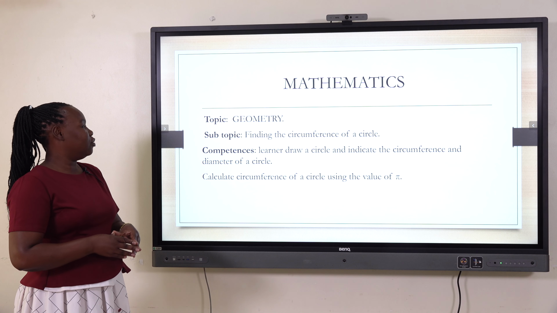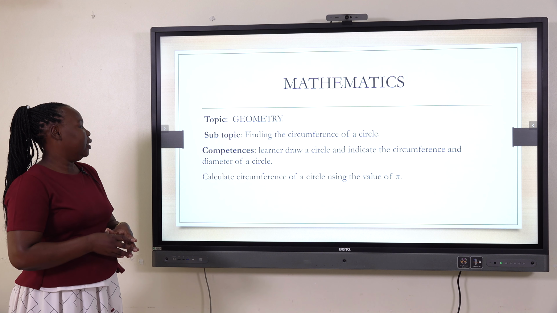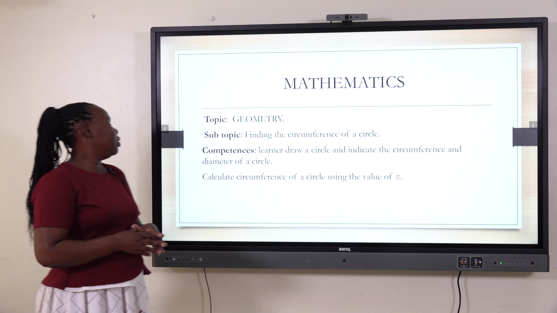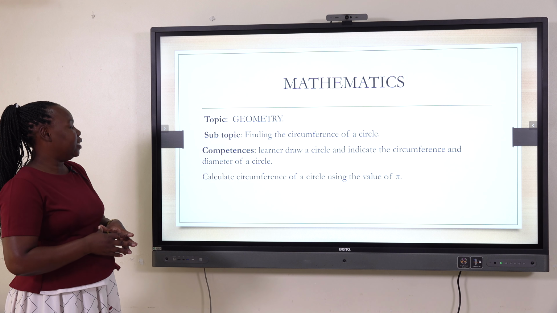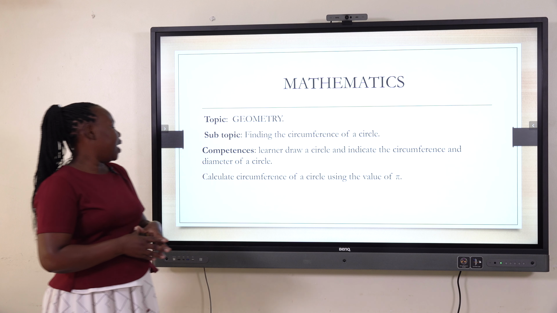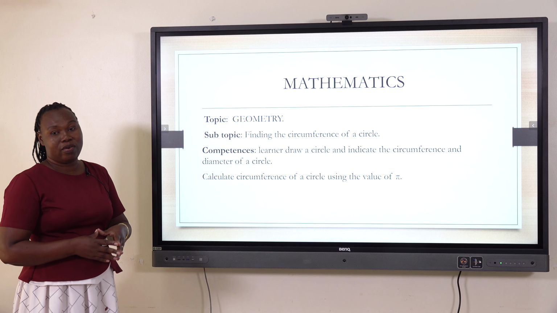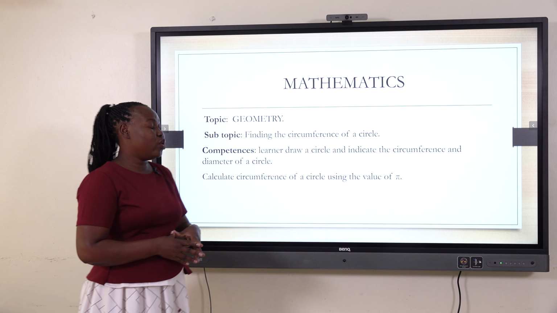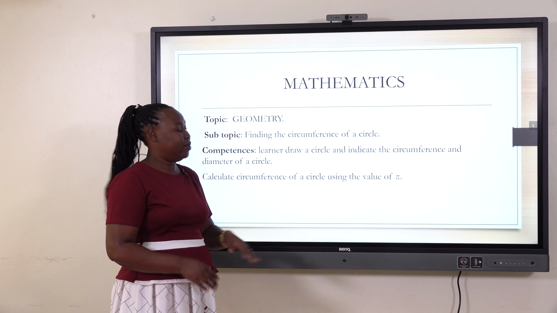Our topic is going to be geometry. The subtopic is finding the circumference of a circle. The competencies here: the learner draws a circle and indicates the circumference and the diameter of a circle, and calculates the circumference of a circle using the value of pi.